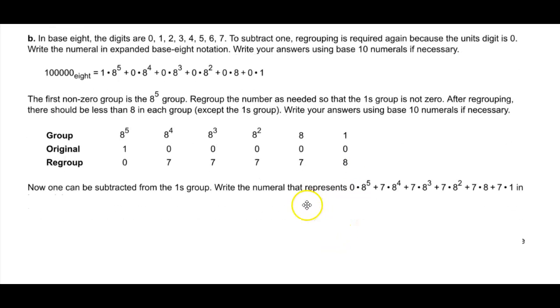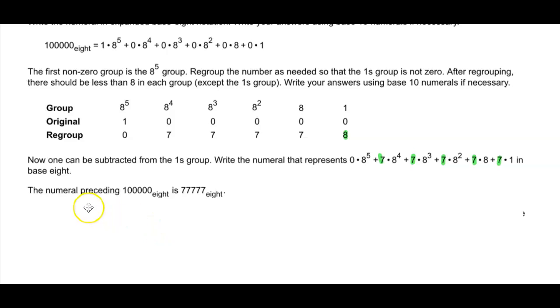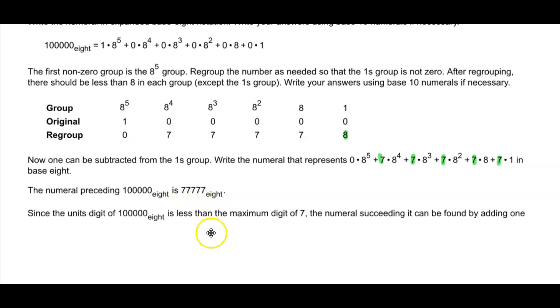So now one can be subtracted from the ones group, and therefore we're going to have 0 times 8 to the 5th plus 7 times 8 to the 4th plus 7 times 8 to the 3rd plus 7 times 8 to the 2nd power plus 7 times 8. And now we can subtract this 8 and 1 to get 7 here. So we have 7, 7, 7, 7. So therefore the numeral preceding 100,000 with a base of 8 is 77777 with a base of 8.